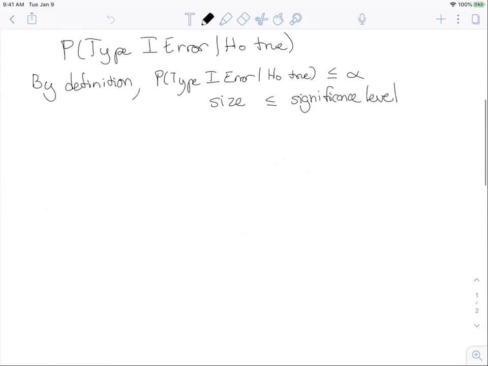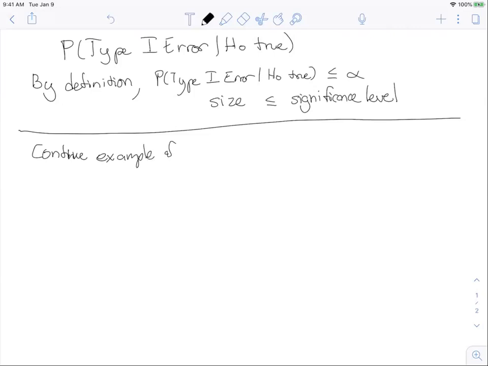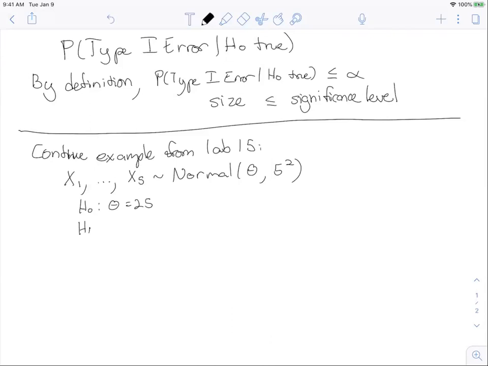So let's continue the example from lab 15. And just so that we have this statement in the notes, we have X1 through X5 distributed normal with unknown mean theta and variance 5 squared. The null hypothesis was that theta is equal to 25. The alternative was that theta is equal to 10. And the p-value for the likelihood ratio test we've seen is the probability that X bar is less than or equal to the observed x bar, given that the null hypothesis is true.